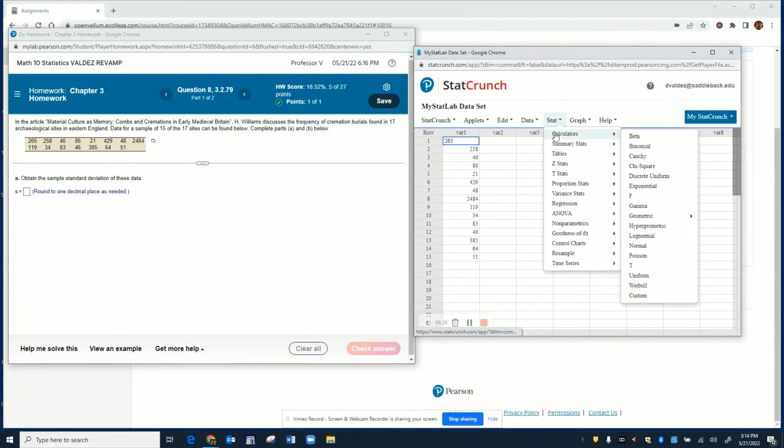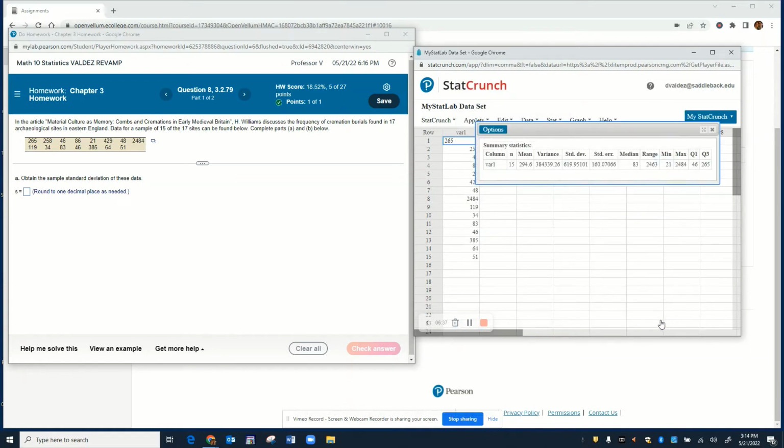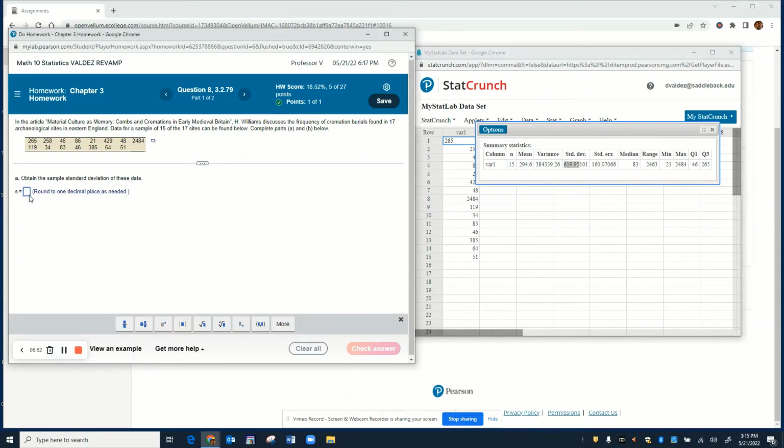So stat, calculators, no. Summary stats, yes. Columns, compute. Okay, we're rounding to 1 decimal place. So standard deviation, it's 619.95, but the 5 is going to round the 9 up, and then that's going to round the next 9. So it should be 620.0.